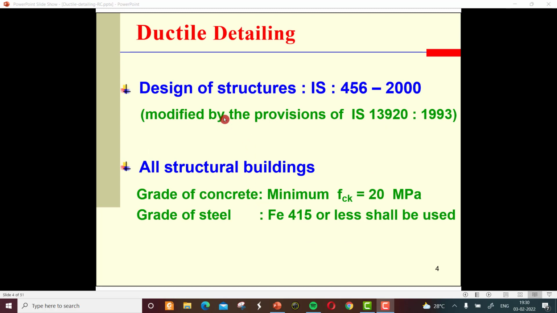The design of structures is as per Indian Standard 456-2000, and for all the structural buildings, the grade of concrete should be minimum 20 megapascal and the grade of steel should be minimum Fe 450.